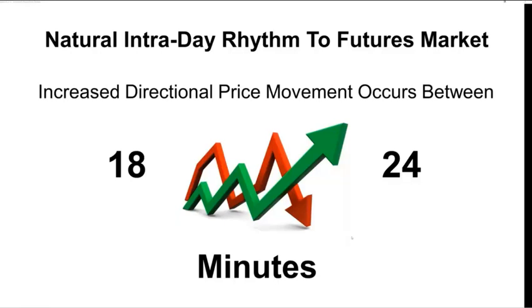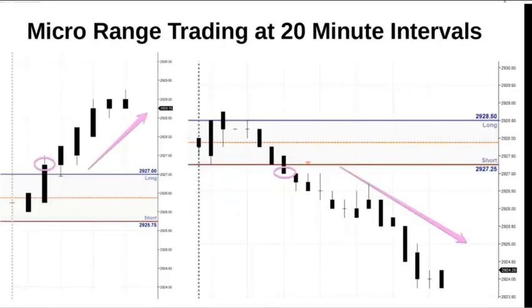Now, what I did then is I created a special micro algo that works on a really fine-tuned micro level, and it works right in that range of between 18 and 24 minutes. Now, according to my analysis and research, I found that most of the breakouts occurred 2 to 3 minutes after that window started. So that puts us at right around 20 minutes.